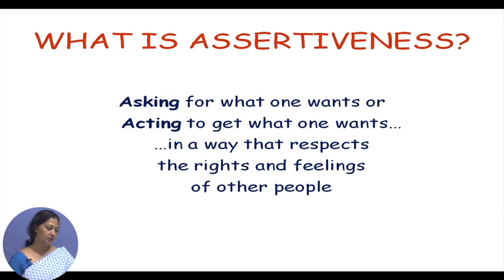So, what is assertiveness? Assertiveness is asking for what one wants or acting to get what one wants in a way that respects the rights and feelings of other people. What is very important is respecting without losing respect or being abusive towards somebody else. You are also being very firm. So, you are firmly expressing what you want, or you are acting in a way that you desire to without hurting others.